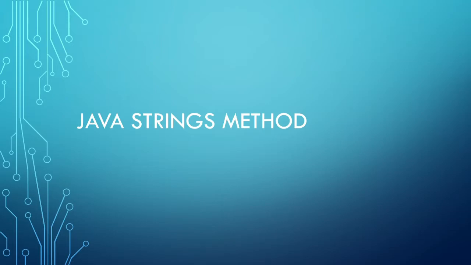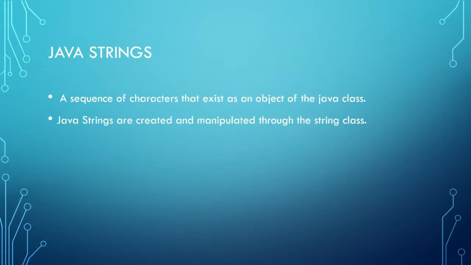Okay, so let's start. So Java strings, it is a sequence of characters that exists as an object of the Java class. Java strings are created and manipulated through string class. Okay, so basically we all know naman siguro si Java strings na. So probably sa ilan sa mga YouTube video ko, you already know or we already tried using strings po.